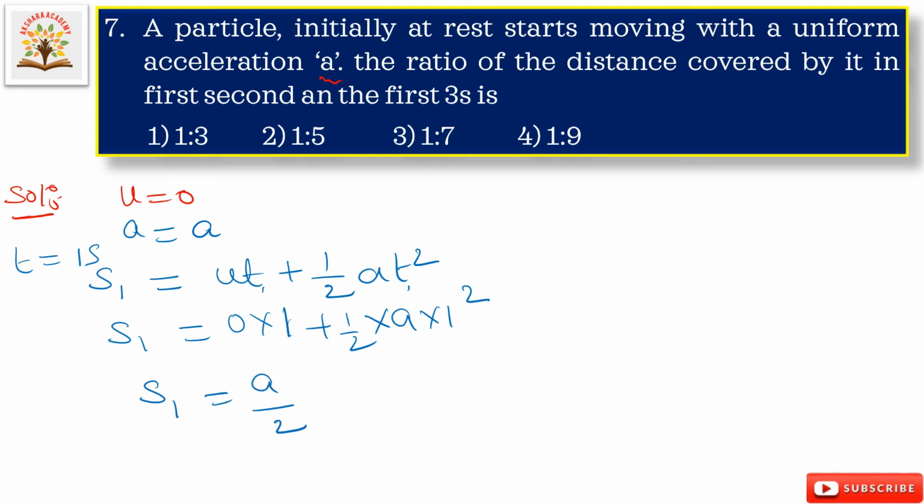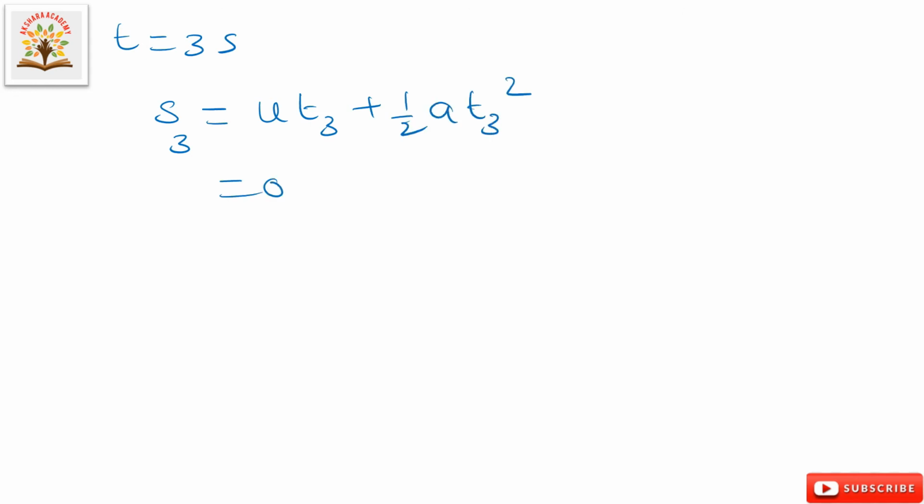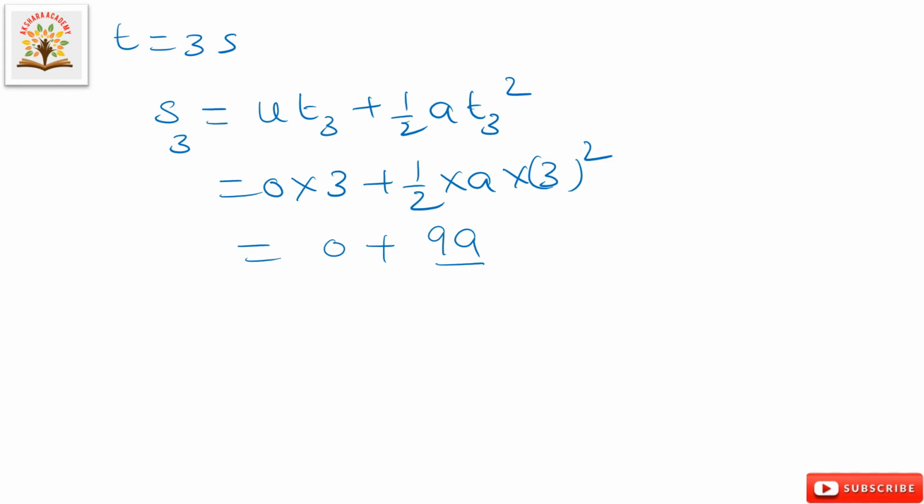Next we are calculating the distance covered by it in the first 3 seconds. So at t is equal to 3 seconds, the distance covered S3 is equal to u t3 plus half a t3 square. u is nothing but 0, so 3 into 0 is 0, plus half into a and 3 whole square, that is 3 square 9, 9a by 2.